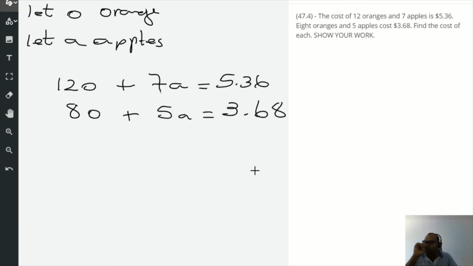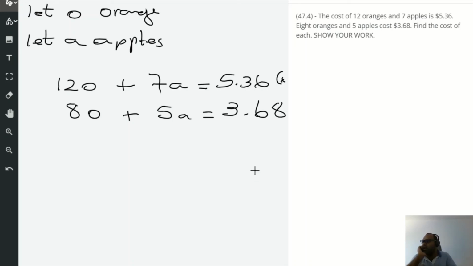Nice. Let's solve right now. Let's check the coefficients, guys. 12 and 8 not matching. 7, 5 not matching. How can I do it? Let's try to figure out a number for 12 and 8. Can I multiply to get a match? If I multiply the first one by 2 and the second one by 3, I get a match.